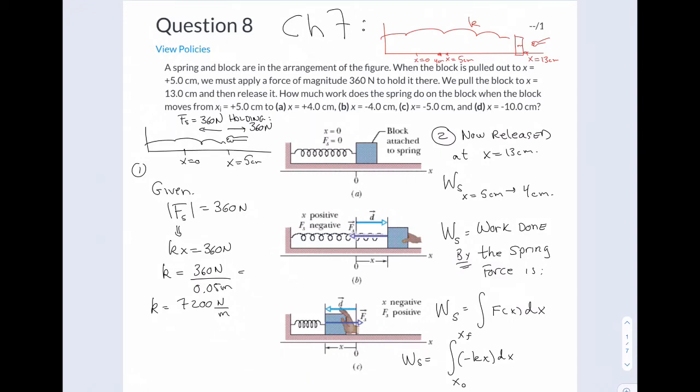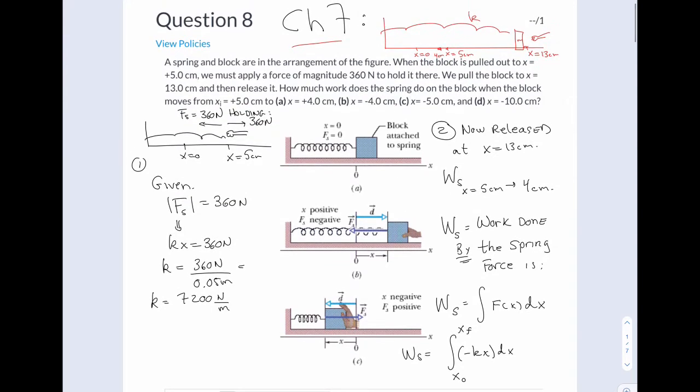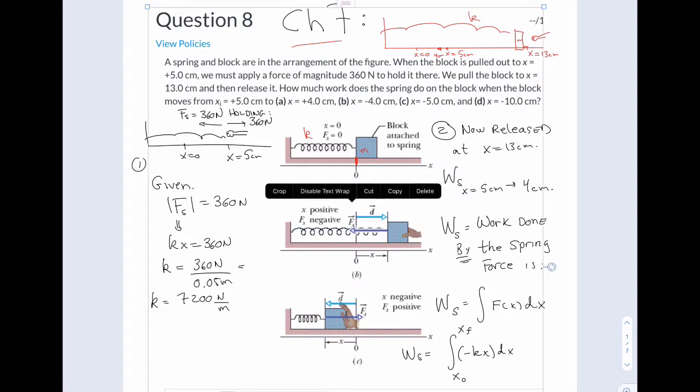Okay, here's a couple homework problems from chapter 7. This one has a little picture, but I drew a couple other pictures. They tell you that you have a block of mass m, there's some spring constant k, at the equilibrium position, x equals 0. Then it's pulled out to here.